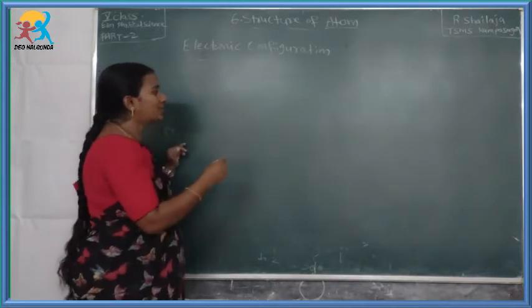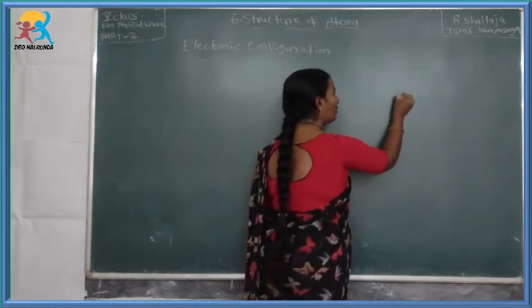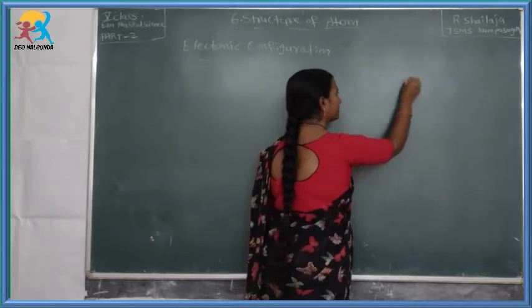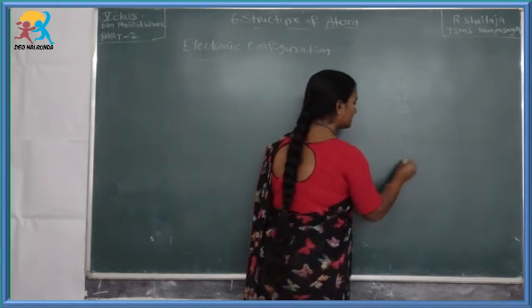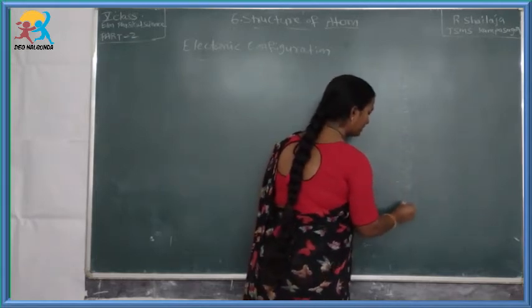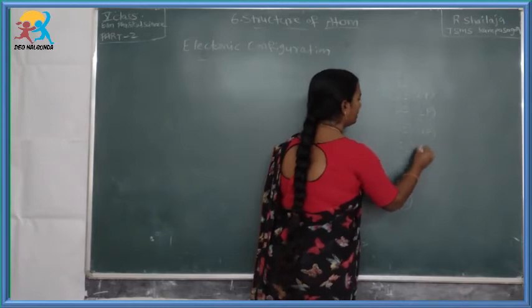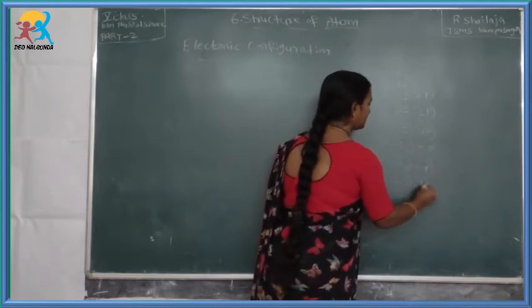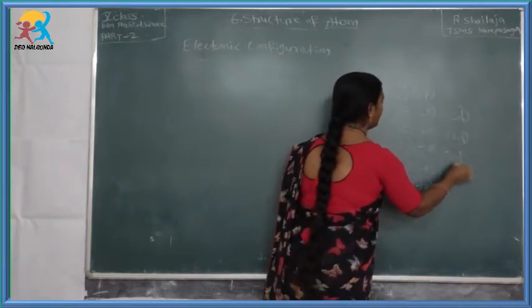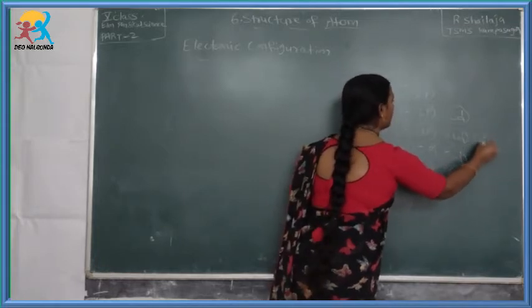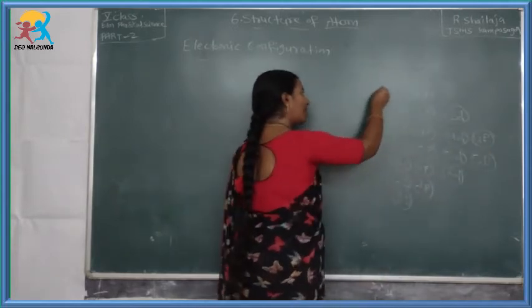To write the electronic configuration, there is a diagram, the Aufbau diagram: 1s, 2s, 3s, 4s, 5s, 6s, 7s, 8s, 2p, 3p, 4p, 5p, 6p, 7p, 3d, 4d, 5d, 6d, 4f and 5f. Next, you draw the arrows.